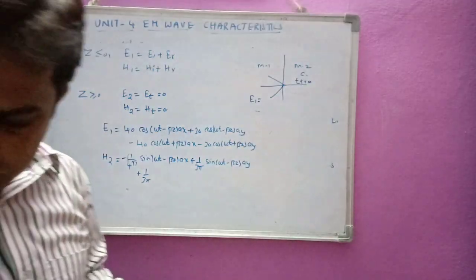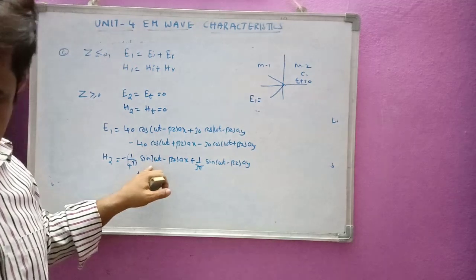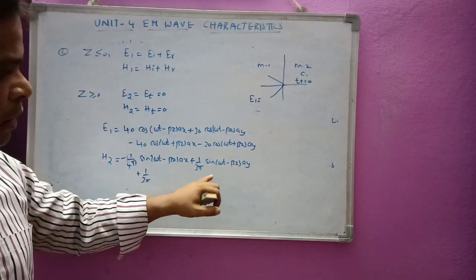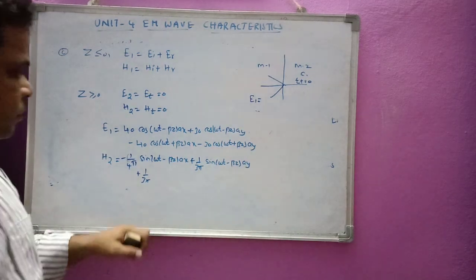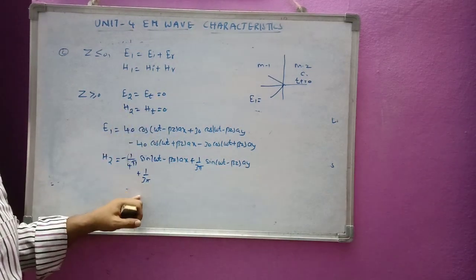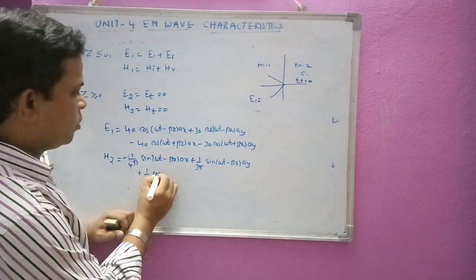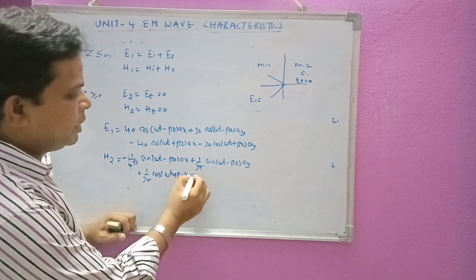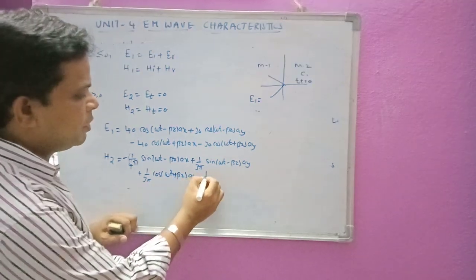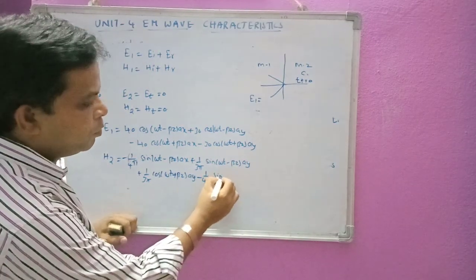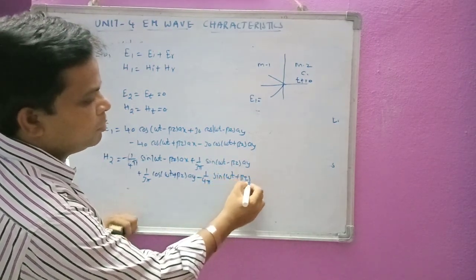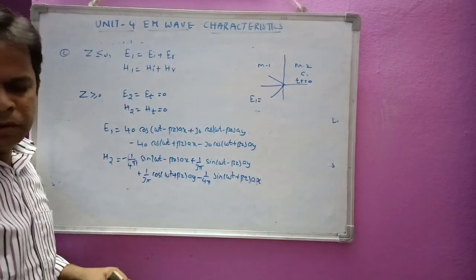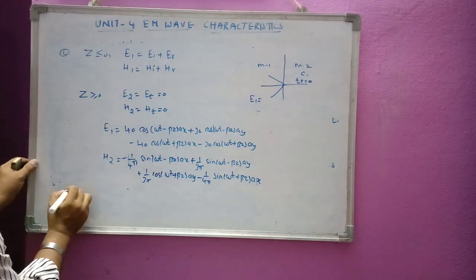H1 is equal to HI plus HR. HI is minus 1 by 4 pi sin(omega t minus beta z) AX plus 1 by 3 pi sin(omega t minus beta z) AY. Next, similarly, HR we have got plus 1 by 3 pi cos(omega t plus beta z) into AY minus 1 by 4 pi sin(omega t plus beta z) into AX. So these were the values we have got. Now we have got the answer for C.